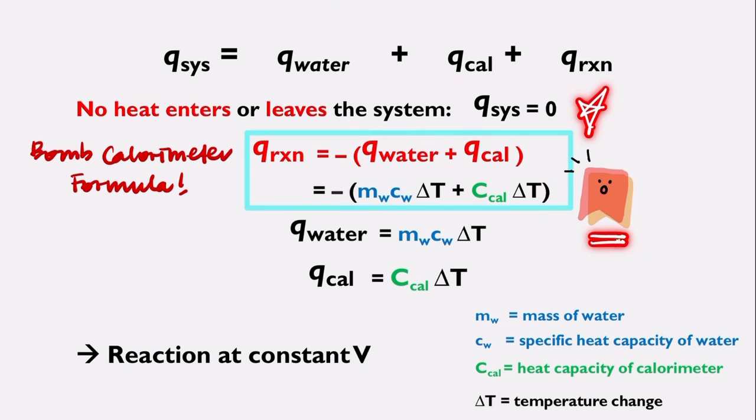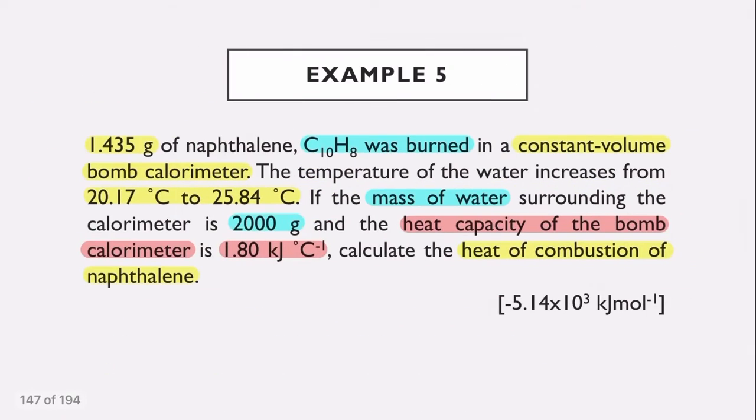When I put this here, it is important. This is the bomb calorimeter formula. So this is the reaction at constant volume, okay? So remember this information. Constant volume calorimeter means bomb calorimeter. And you have to remember who will absorb the heat released by your reaction. It is water and calorimeter, okay?